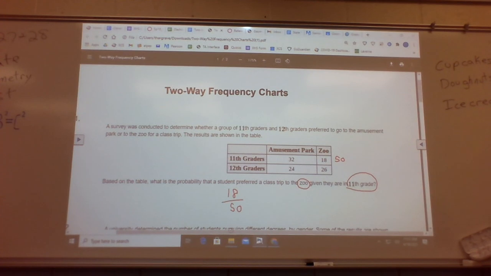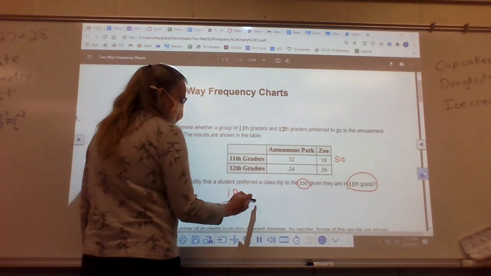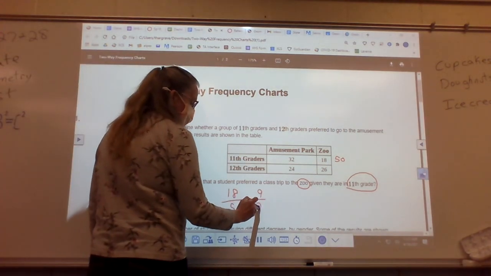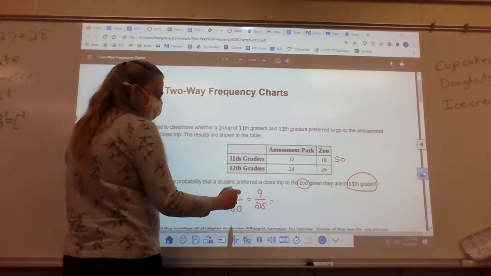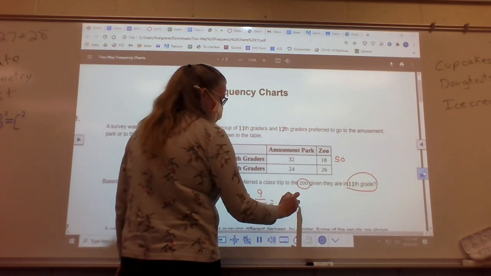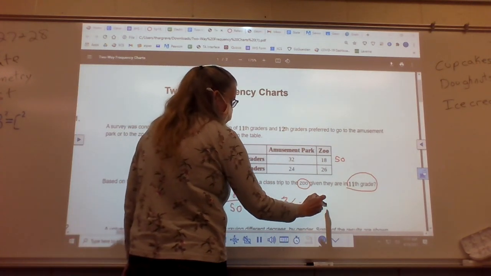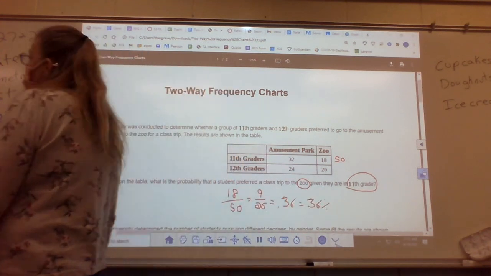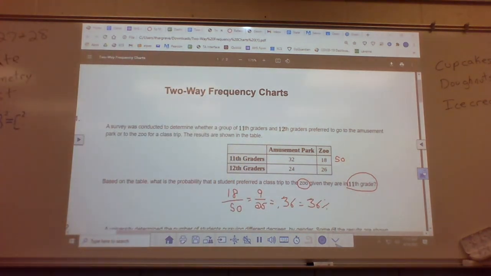Like I mentioned before on the state test, as long as it's something equivalent to that, they're fine. So you could have reduced. You could have gotten 9 over 25. You could have divided, got 0.36. You could have changed it to a percent and got 36%. Any of those answers would have been acceptable on the state test.